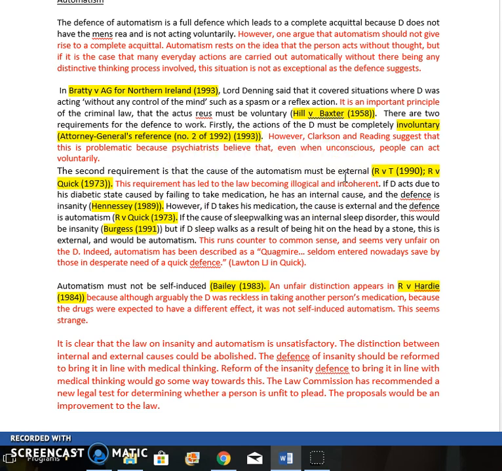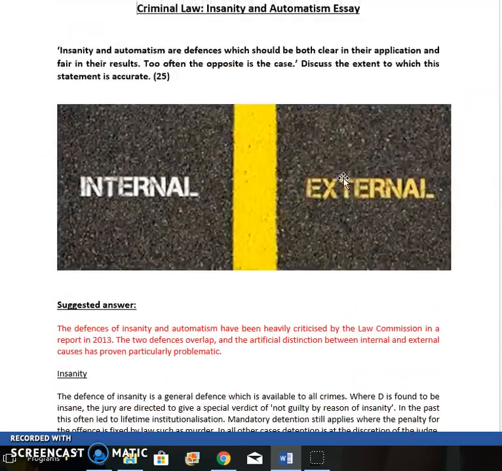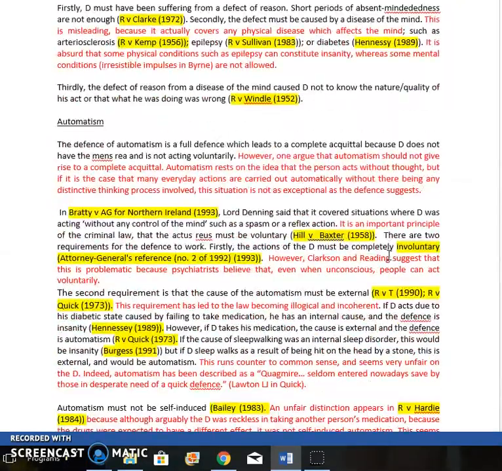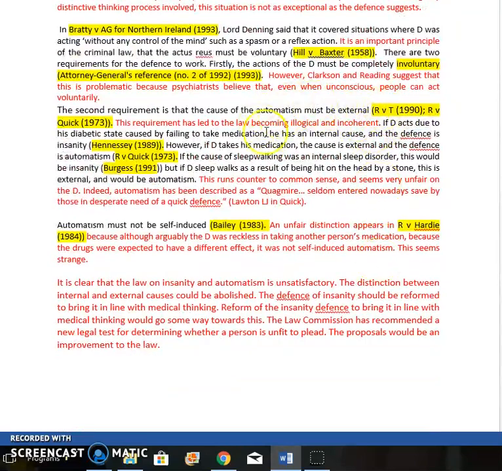And it's this requirement for an external cause for automatism which has led to the law becoming illogical, incoherent. If we scroll back up here to remind ourselves, it's the internal-external distinction. And if you think about that, if a diabetic doesn't take their drugs, that's an internal cause, insanity. If a diabetic does take their drugs, that's an external cause, automatism. And of course, that's completely illogical because it's the same disease that has led to the defendant doing something, but the defence is different. That's illogical, that's unfair. And that's really the point that I'm making here.